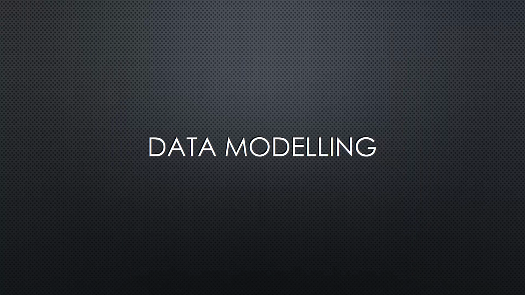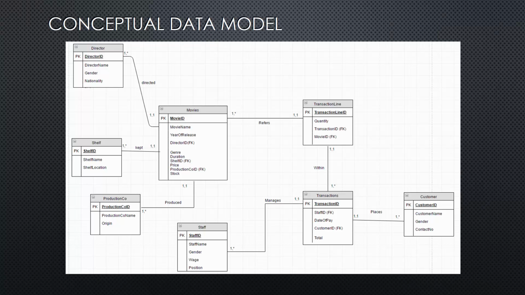Firstly, I'll talk about the conceptual data modeling. A conceptual data model is a map of concepts and their relationships with one another, which is used for database. Let me divide this into two parts. Firstly, I'll talk about the tables related to managing the movies, and then the tables which are related to managing the transactions.